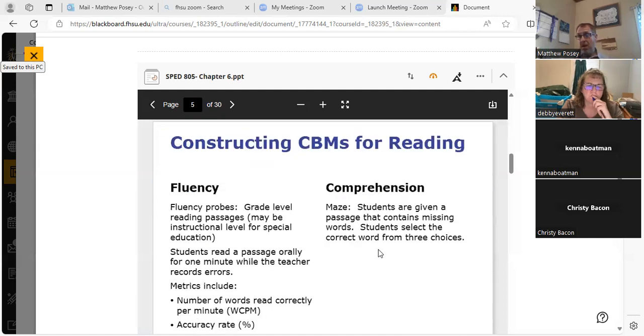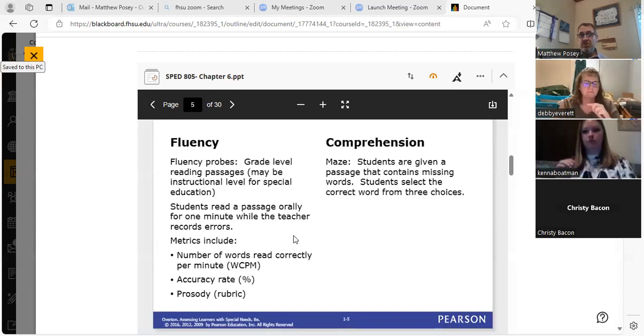Okay, so reading, some common probes that we look at would be measuring reading fluency. Any of you on here tonight using a probe for fluency? Anybody doing a fluency probe? Debbie? She's raising her hand, okay. So there is a pretty neat little chart in here. And I see Kenneth shaking your head.